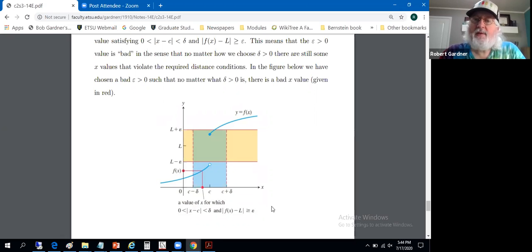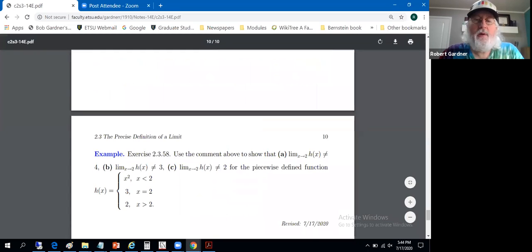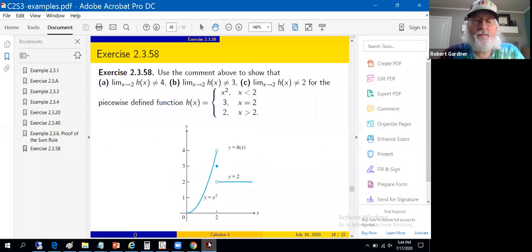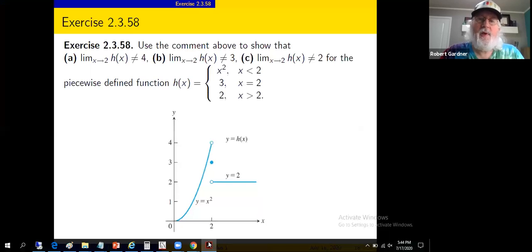All right, so that's the spirit in which we approach the next problem, is to find an epsilon where when I draw the little yellow band in the corresponding green box, we get a problem. We get a piece of the function that's not inside the green box. Okay, so last example from this section says, with that argument above, consider this piecewise defined function. They've even given us a graph of it.